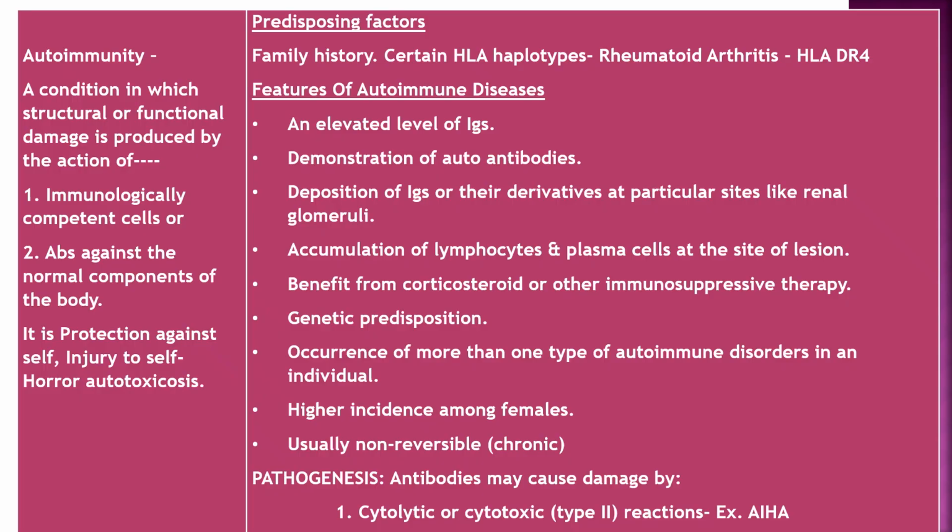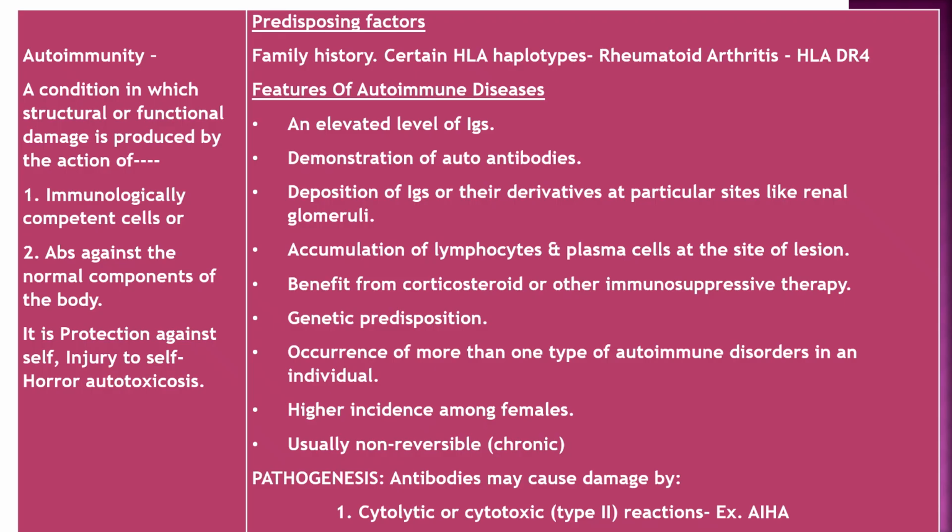Autoimmunity is a condition in which structural or functional damage is produced by the action of, first, immunologically competent cells, or second, antibodies against the normal components of the body. So it is protection against self, injury to self, also called horror autotoxicosis. Predisposing factors: family history, certain HLA haplotypes, for example rheumatoid arthritis, HLA DR4.